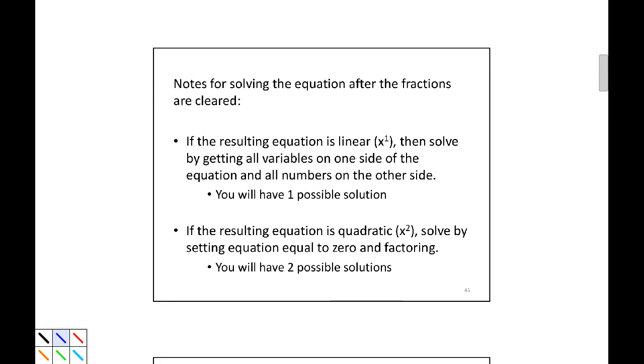First is that if you get an equation that is linear, we have an x to the first, it's the highest exponent, then we can solve as we've done linear equations and we will have one possible solution to check. If the resulting equation is quadratic, highest exponent is x squared, then solve by setting the equation equal to 0 and factoring. And there we will have two possible solutions, and we want to check any of those.